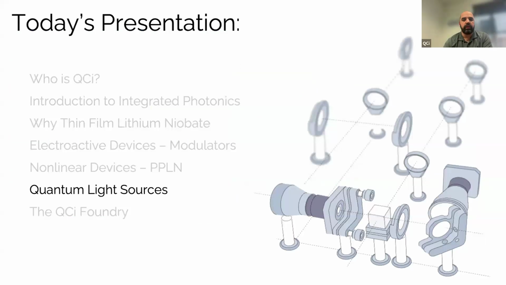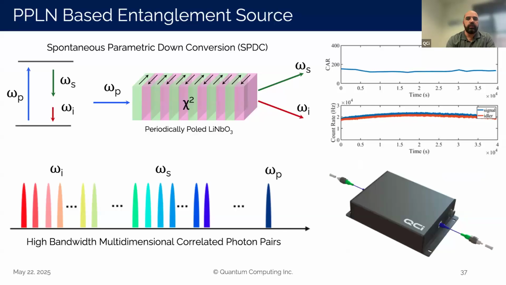Before I leave you, I'd like to tell you about one last project which we're pursuing at QCI, and that has to do with the namesake of our company. We're interested in quantum devices, and in particular, we're interested in making quantum light sources. What we want to do is generate entangled pairs for quantum networking and quantum communications. This is quite easy to do with periodically poled lithium niobate.